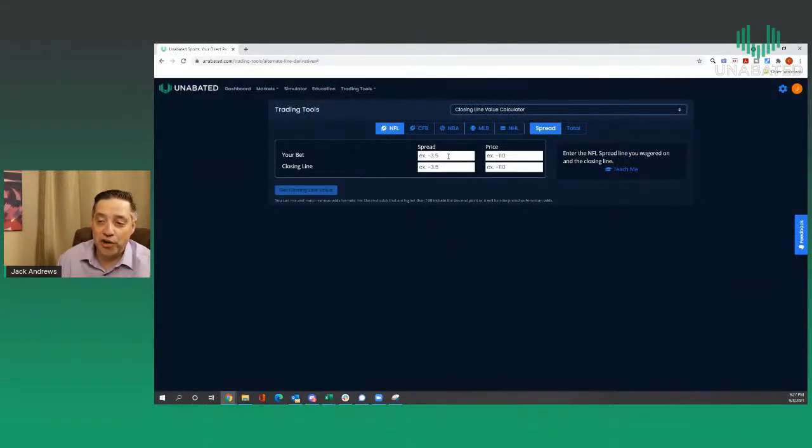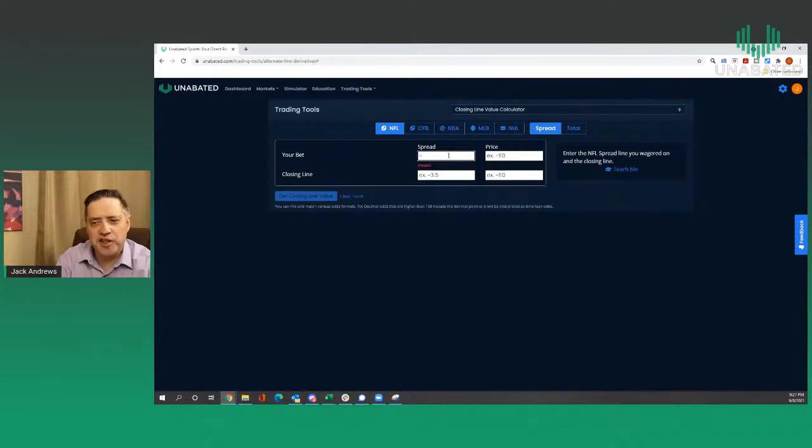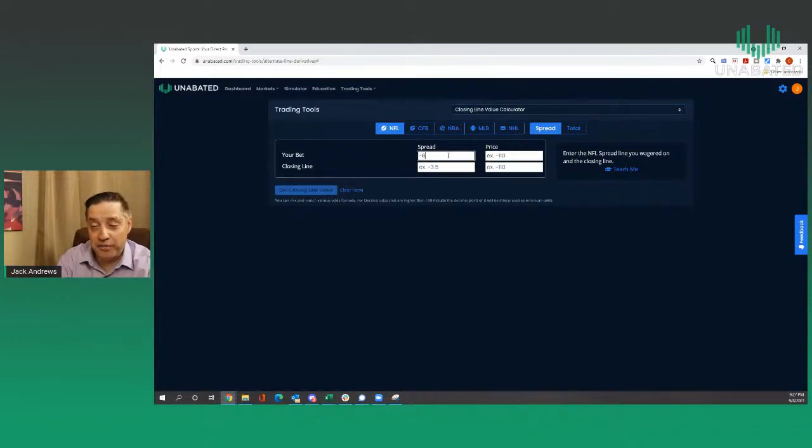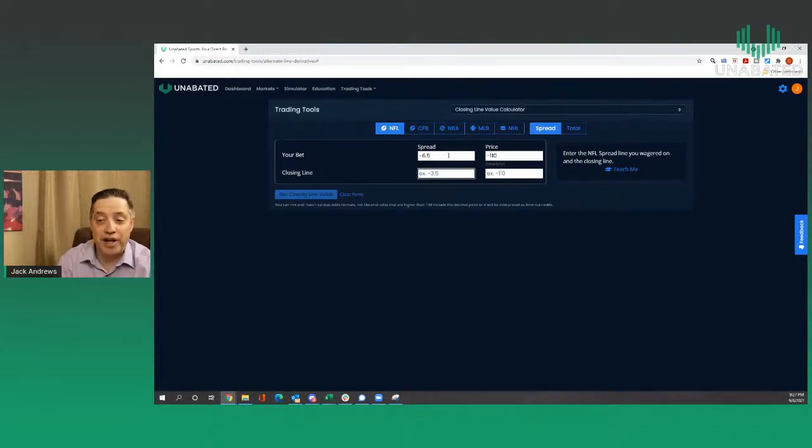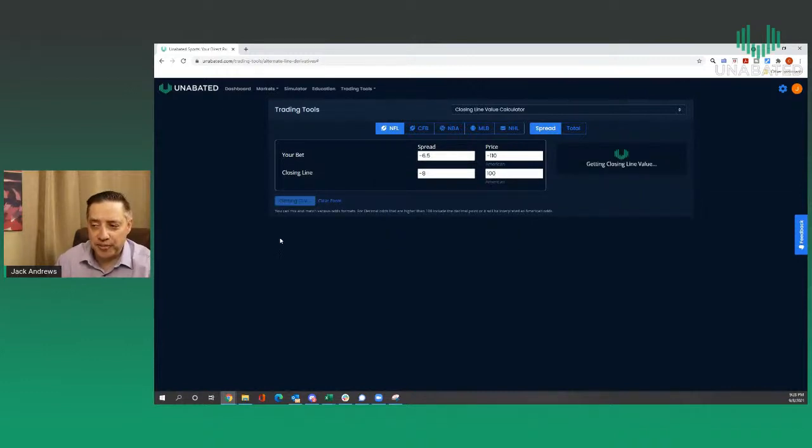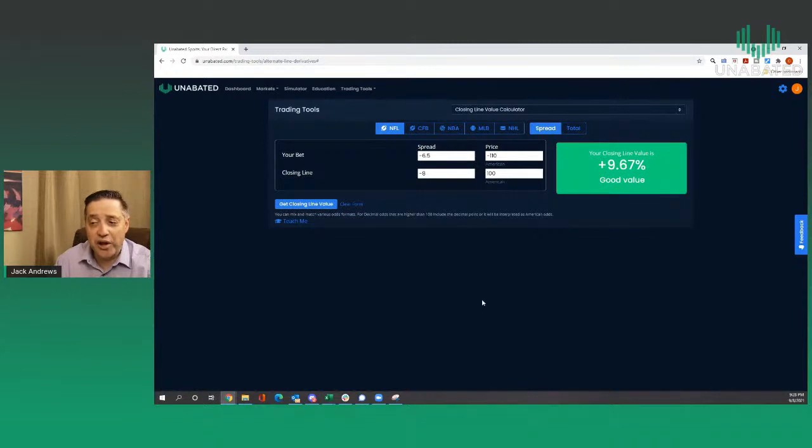So in other words, if you were to bet, for instance, this game tonight, for tomorrow night, it opened minus 6.5. So if you were able to get Tampa Bay minus 6.5, and let's just say it closes at minus 8, and you want to put the vig free closing line in there, because this will tell you compared to the market what your closing line value was. This will tell you that you had 9.67% of closing line value.